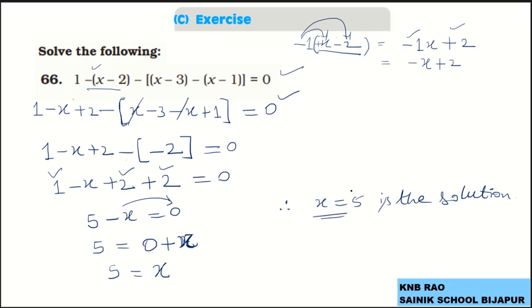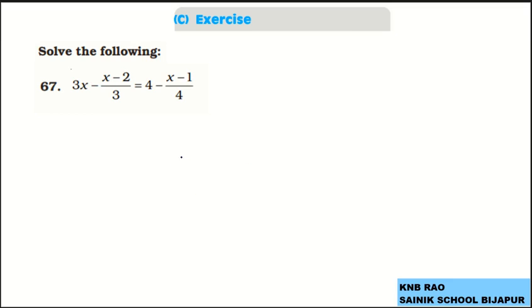So, this is how we solve this question. Here the new learning for you will be 1. Removing the bracket with a minus sign makes the sign of each term inside the bracket change. That is, if there is a plus sign it will become minus sign, if there is a minus sign it will become plus sign. That is the first important learning. Now coming to the next question 67.